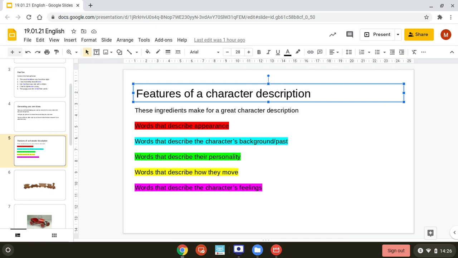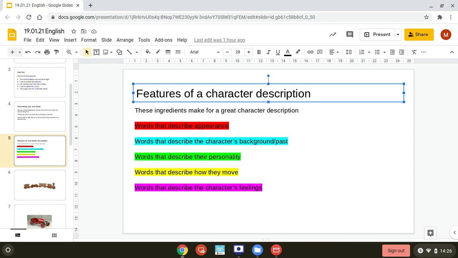We need to think about where they've come from, where have they been in their life, who do they belong to, their background. We need to think about their personality. What are they like as a person? Are they naughty? Are they mischievous? Are they calm and placid?